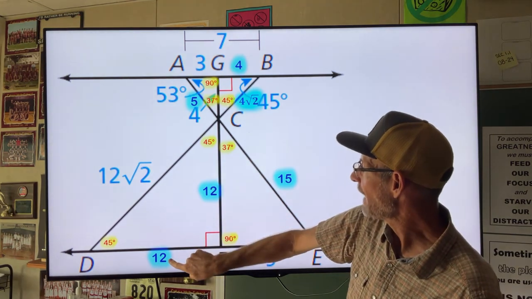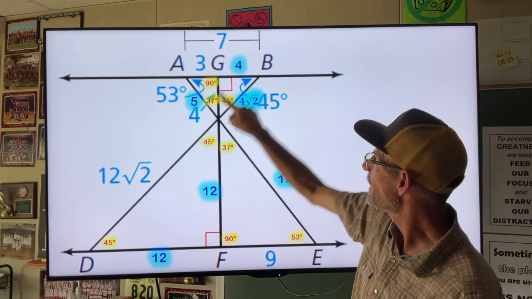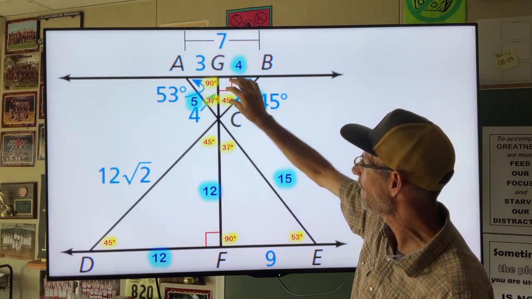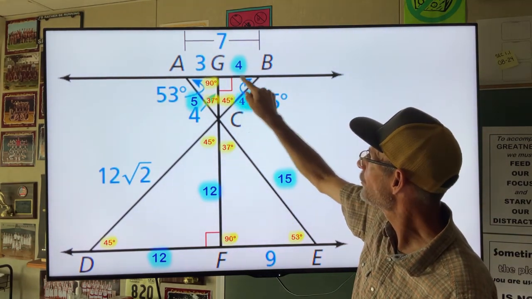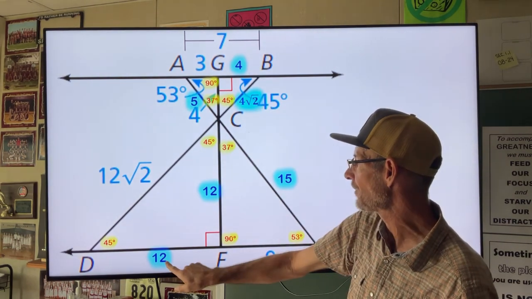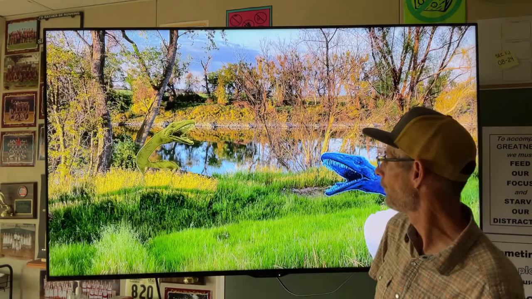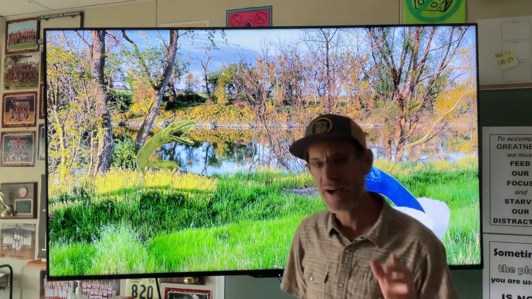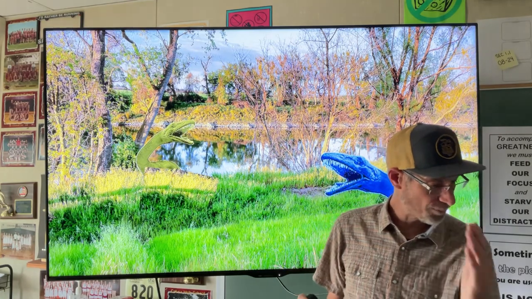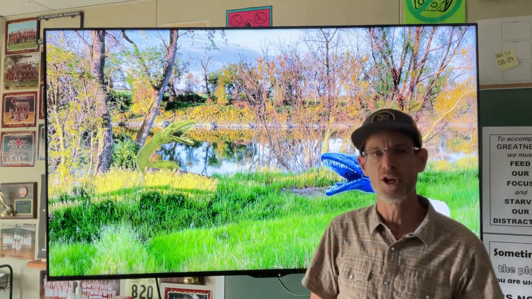In this triangle, I know that this one's 12 because GB is 4 in this triangle, and these triangles are similar. So if the scale factor is 3, and this one's 4, that one's got to be 12. All right, now that you have that diagram, you should be able to finish those problems from 12 to 18 with no problem.